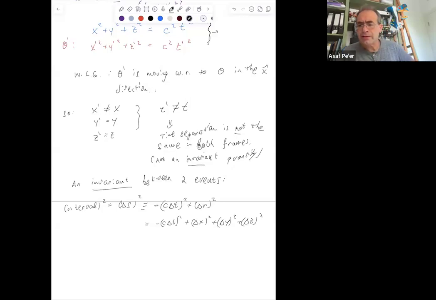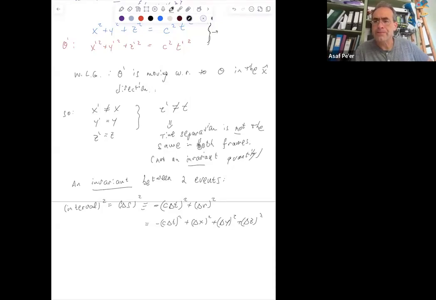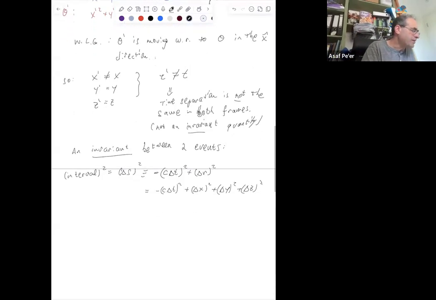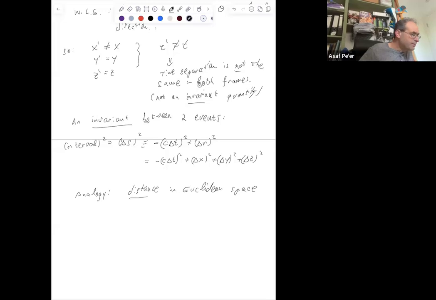And there is a classical analogy. Questions about that? No? Okay. The classical analogy, of course, is the distance in Euclidean space. Let's do two dimensions, three dimensions, it doesn't matter.